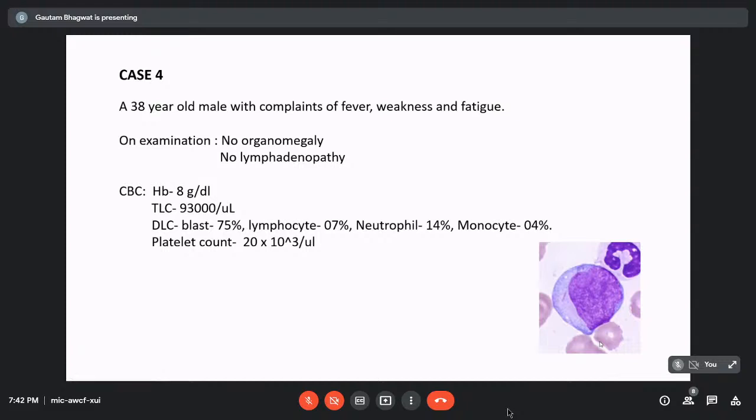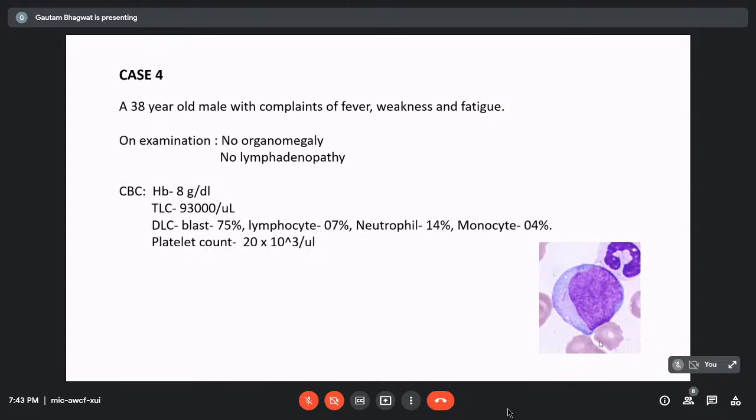So why am I calling this most likely? Because in rarer cases we have seen Auer rods in lymphoblasts also, but it is very rare. Almost, we can be sure that this is a myeloid blast. What more can we do is put a cytochemistry stain of MPO, and it will highlight the peroxidase activity and we can call it AML.